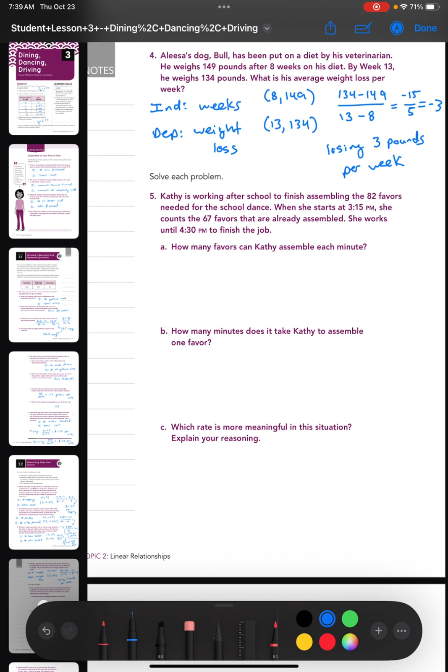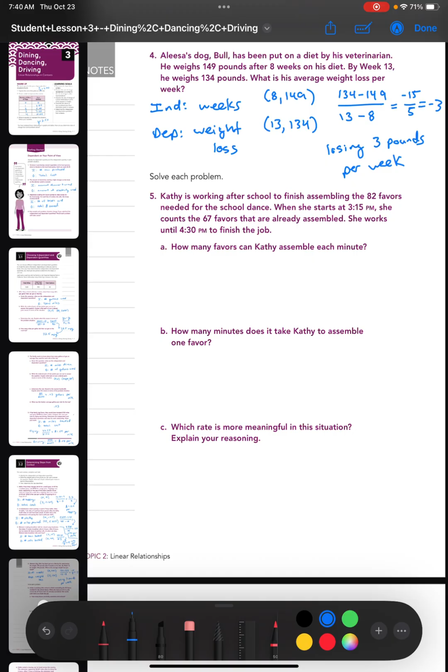All right, so now we're going to look at solving this problem, number 5. Kathy is working after school to finish assembling the 82 favors needed for a school dance. When she starts at 3:15, she counts the 67 favors that are already assembled. She works until 4:30 p.m. to finish the job. So how many favors can Kathy assemble each minute?